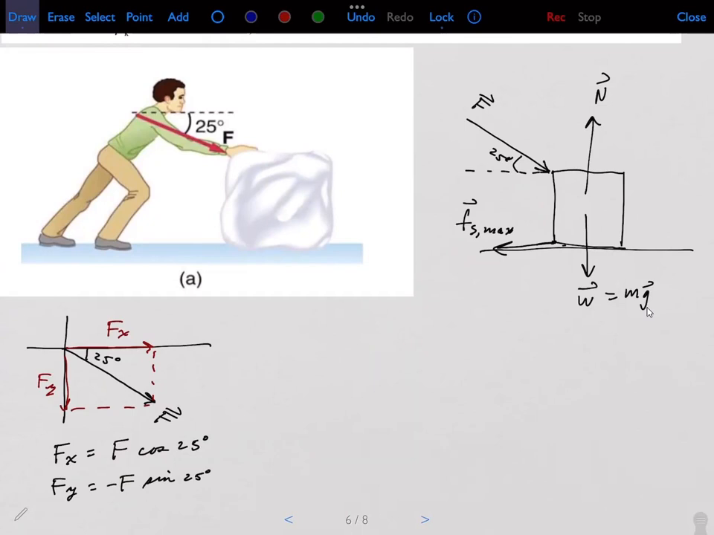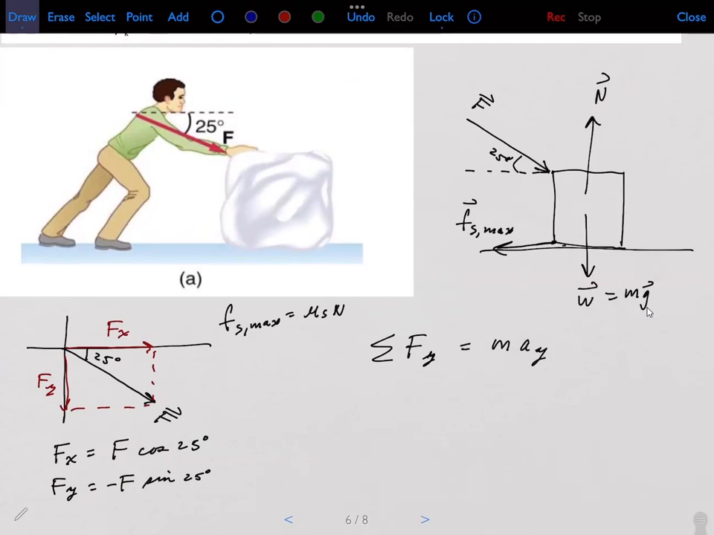Okay, so let me start by applying Newton's second law to the y direction. So the sum of the forces in y is equal to may. Why? Because I want to figure out what this normal force is, because remember, Fs max is equal to mu s times the normal force. So I'm going to need to figure out that normal force at some point.